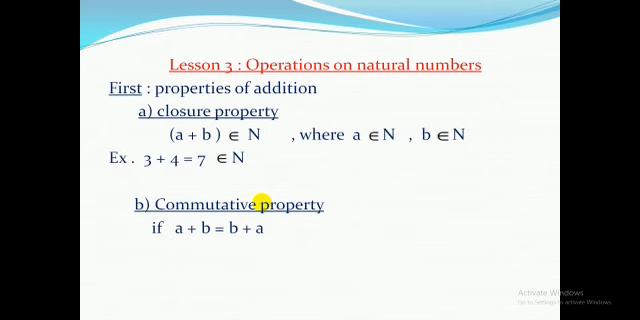Lesson 3, operations on natural numbers. In this lesson, you must know some properties of operations. First, the properties of addition.